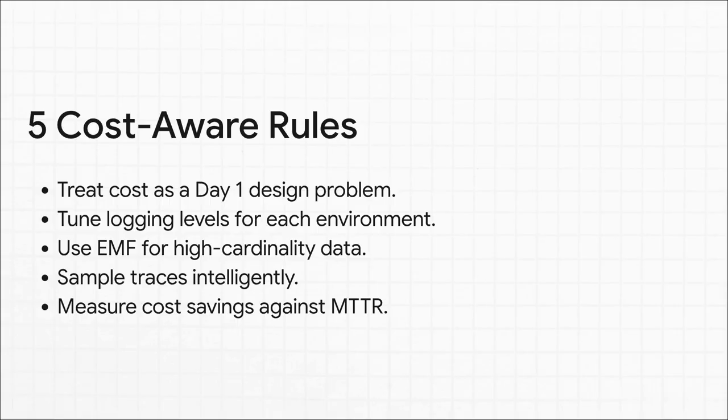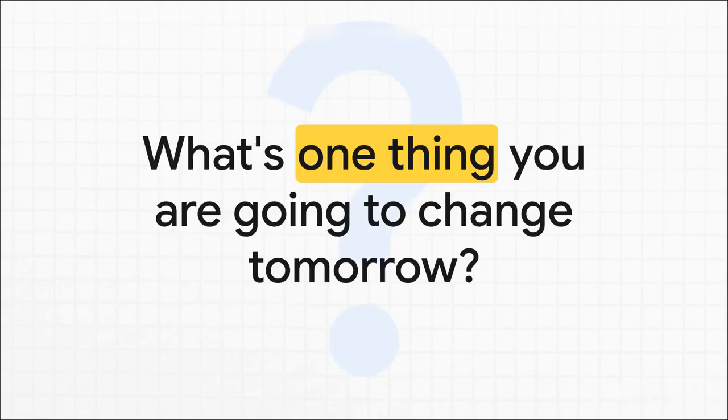Seriously. 4, sample your traces intelligently. Don't try to boil the ocean. And 5, and this is the big one, always measure the impact. If your cost cutting makes your resolution time skyrocket, you've gone too far. And that brings us to the end, so I'm going to leave you with one final question to think about. After hearing all of this, what's the one log, the one metric, or the one tracing rule that you're going to go and change tomorrow?